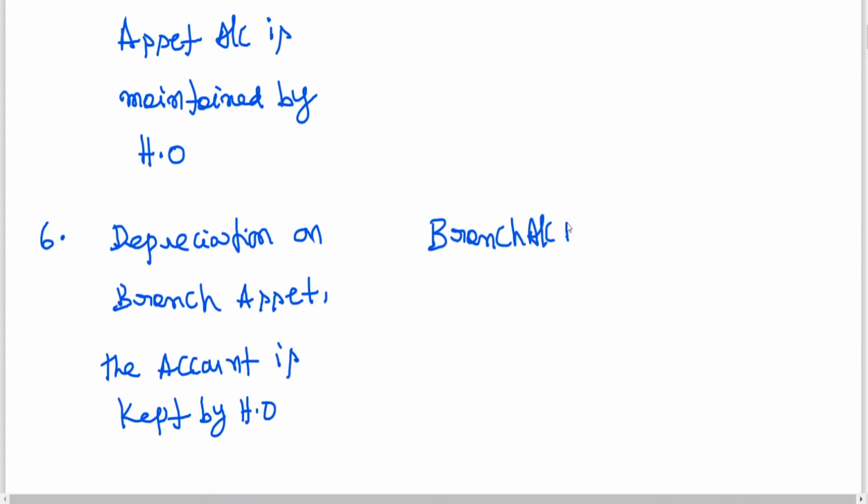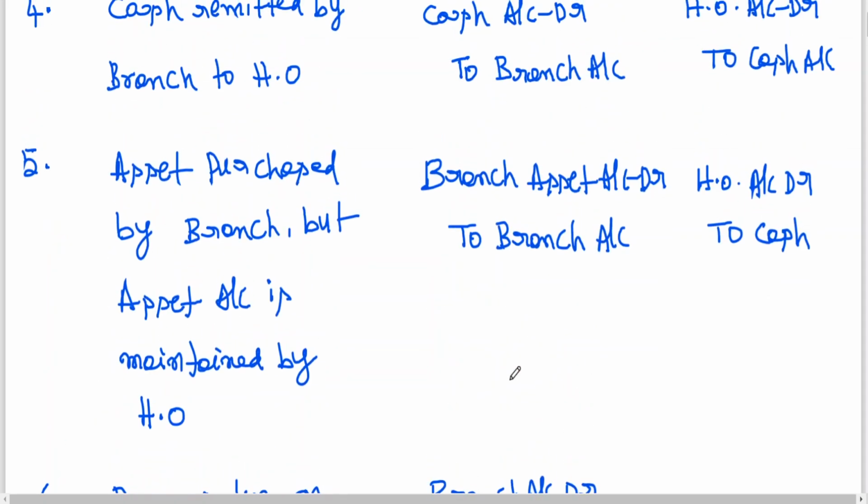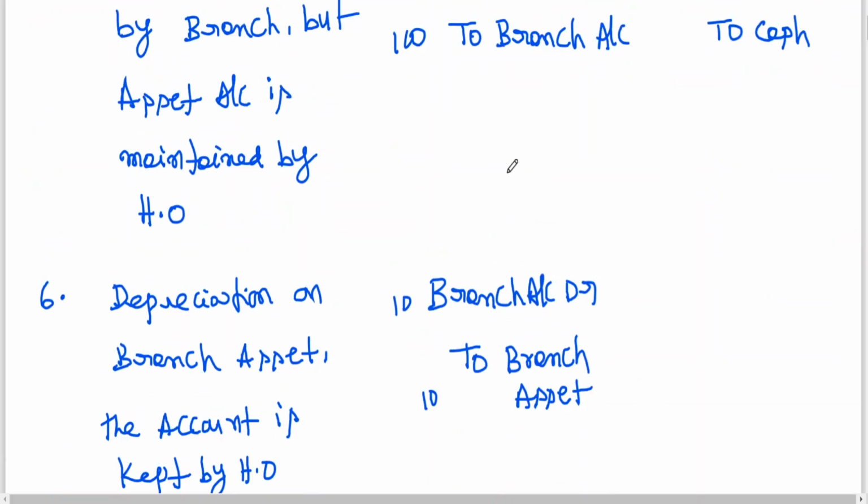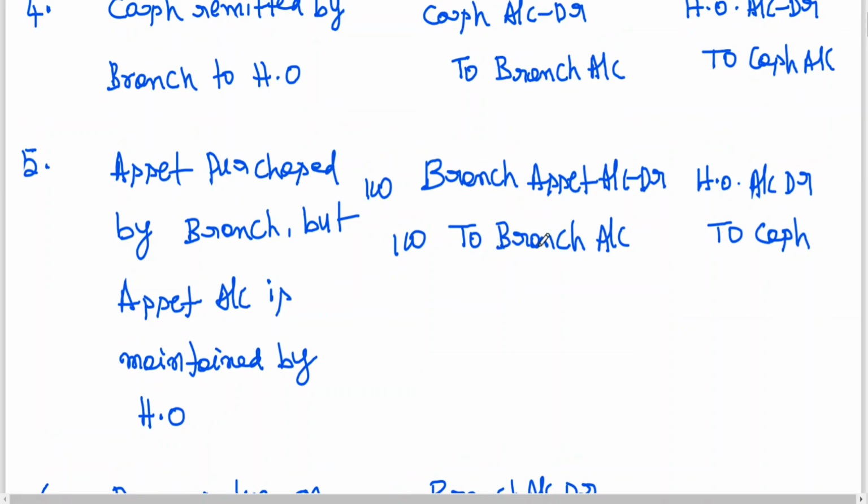branch account debtor to branch asset, because asset value is decreasing. The reason is that when the asset is decreasing, the amount which is due to branch also decreases. No, the simple logic, my dear friend. Suppose this is 100 rupees. Depreciation is 10%, say 10 rupees. What happened? Come on, tell me. When the asset value is 100 rupees, the amount due to branch is 100.